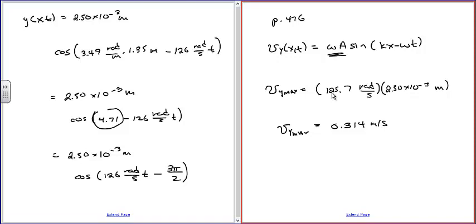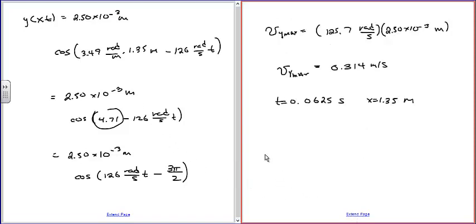And then the final part of this question is find the transverse displacement and the transverse velocity of a particle 1.35 meters to the right of the origin at time t equals whatever. Okay, so we have t equals 0.0625 seconds. We have x equals 1.35 meters. So we can just plug those into the appropriate equation.